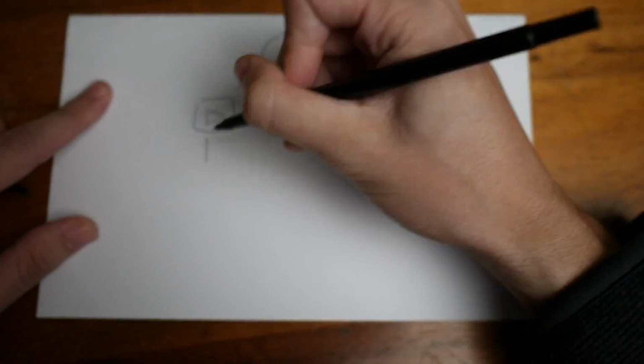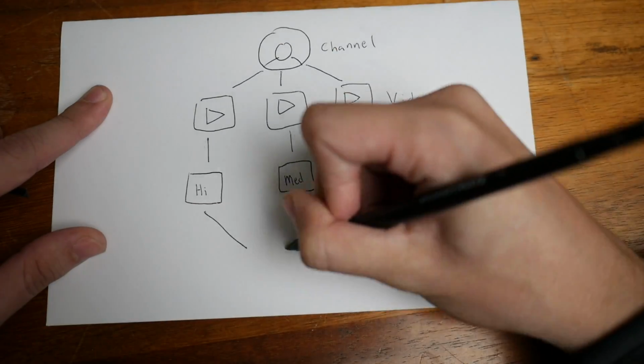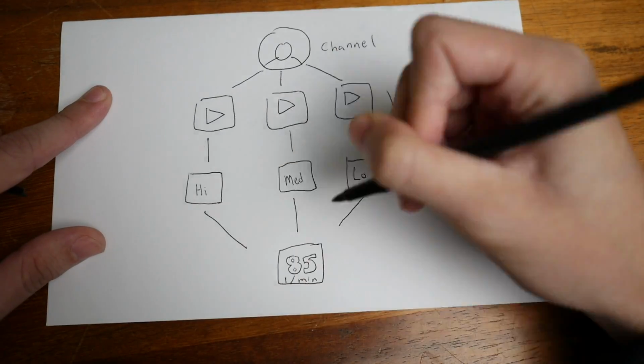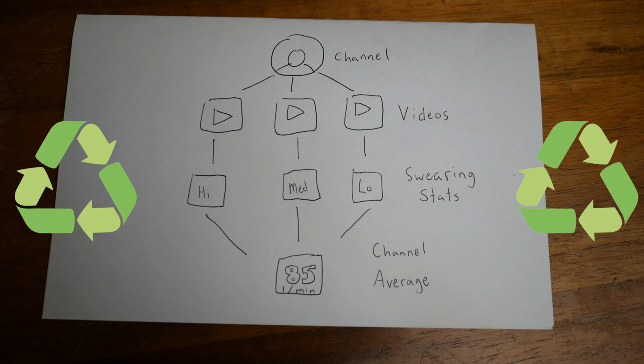To score a channel, we have to take a sample of its videos. Let's just say the most recent 10. We'll pull out the swear words with code, and then get the average swears per minute across all these videos. And finally, rinse and repeat for as many channels as we want.